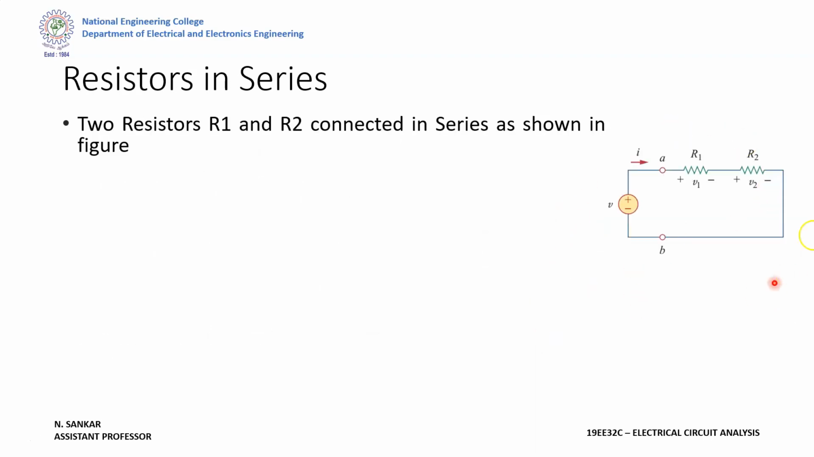Okay, so consider a circuit here. Here you have a DC voltage V and 2 resistors connected in series, R1 and R2. The voltage drop across R1 is taken as V1 and the voltage drop across R2 is taken as V2. The overall current through the circuit is I. The same current I flows through R1 and R2.